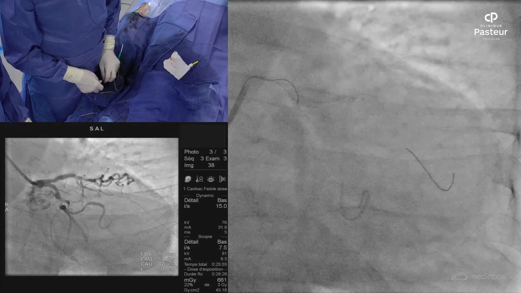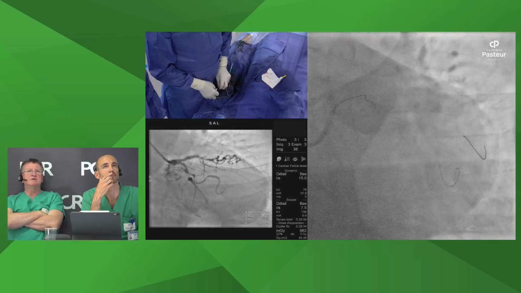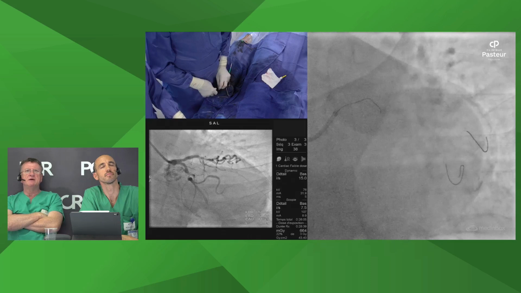There is a question from the audience as to whether you are confident you're within the stent lumen or whether you're concerned that you may be outside the proximal struts of the stent.